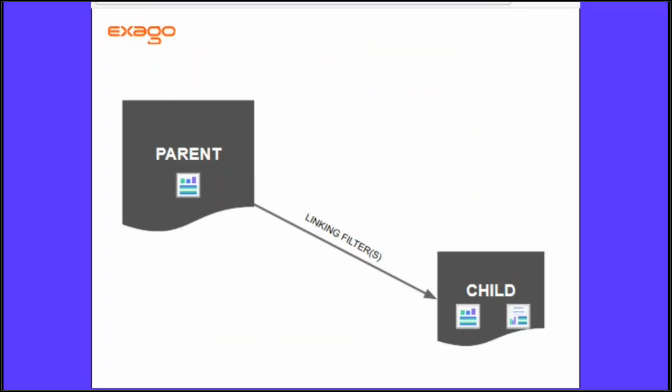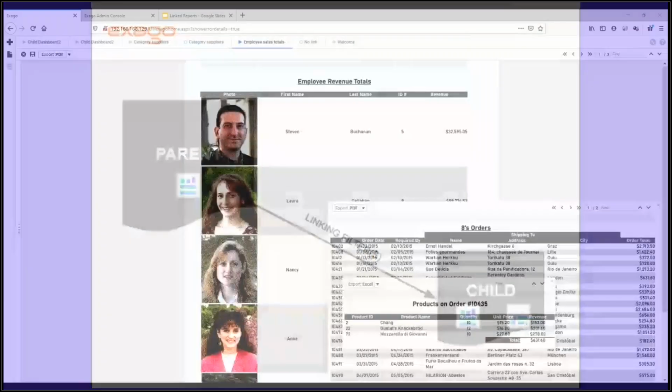When a report is linked to another, Exago essentially places a new filter on the child report that filters the child data based on the parent value. Again, taking our employee sales report, when I click on Laura Callahan's name, Exago runs the order report and places a filter on it to show only orders where the employee's ID number is that of Laura Callahan.